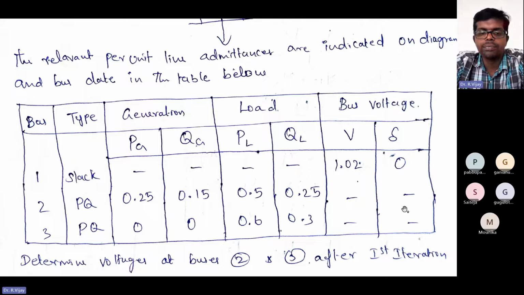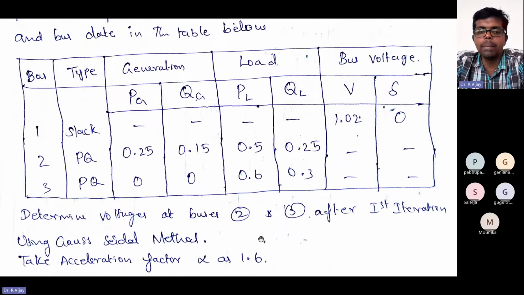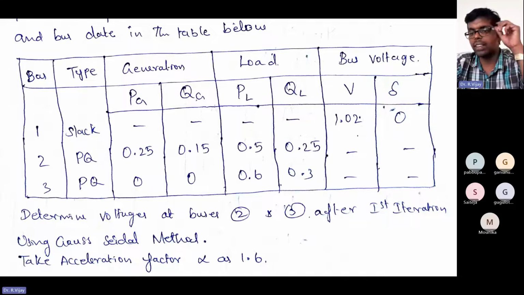So what they ask: determine the voltage at buses 2 and 3 after the first iteration using the Gauss-Seidel method. Take the acceleration factor as 1.6. If the question is asked like this, it is very, very simple. Everything is given. You can easily solve it because they have given the iteration also, up to the first iteration, using the Gauss-Seidel method, with acceleration factor 1.6.